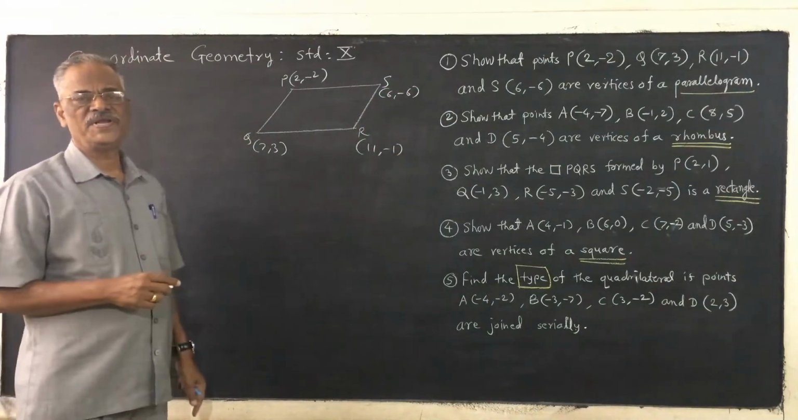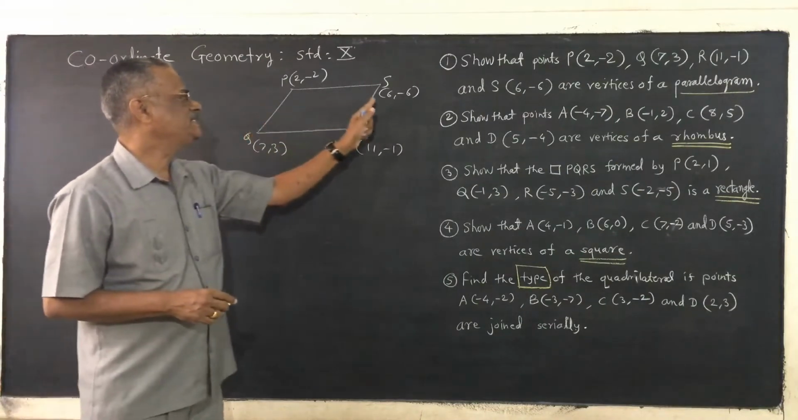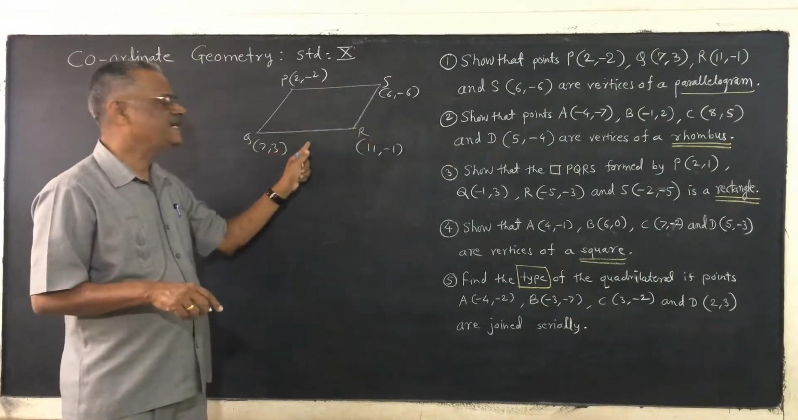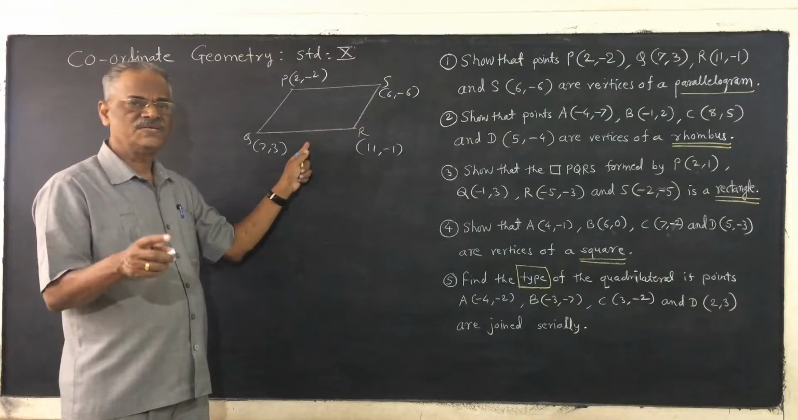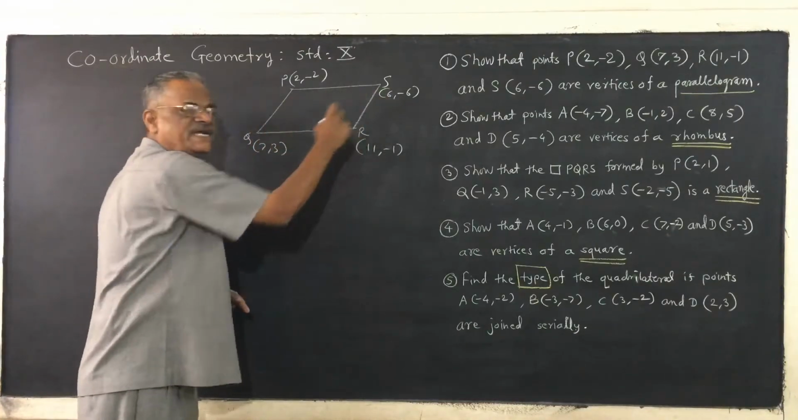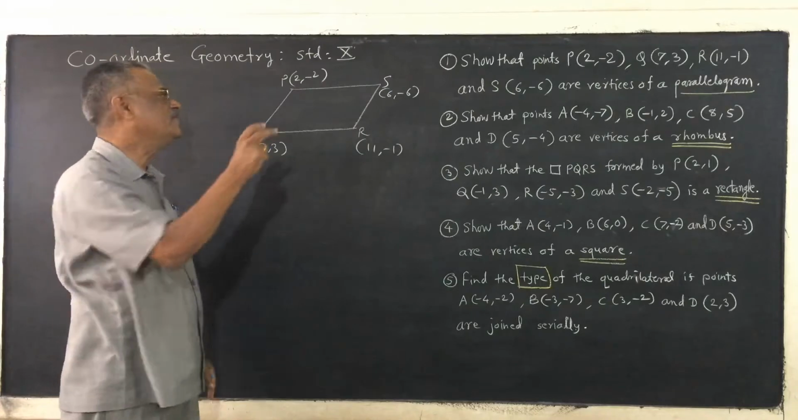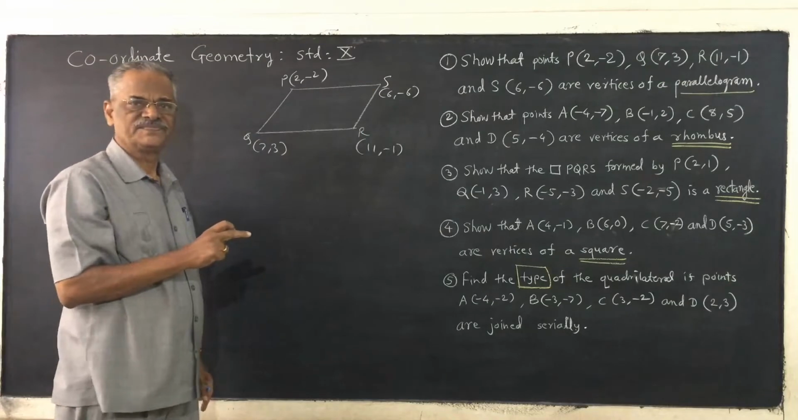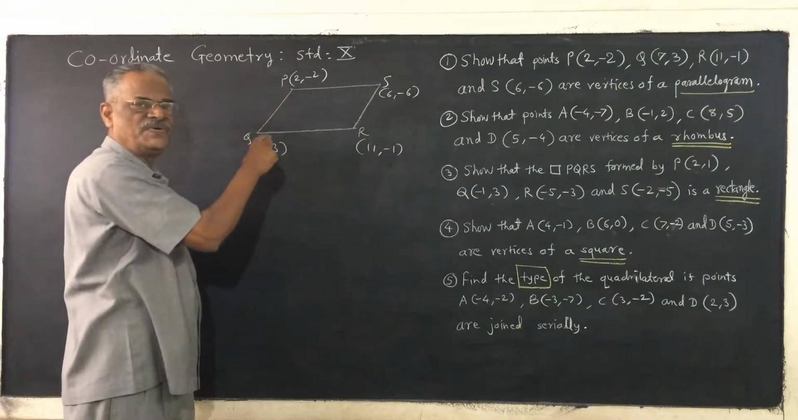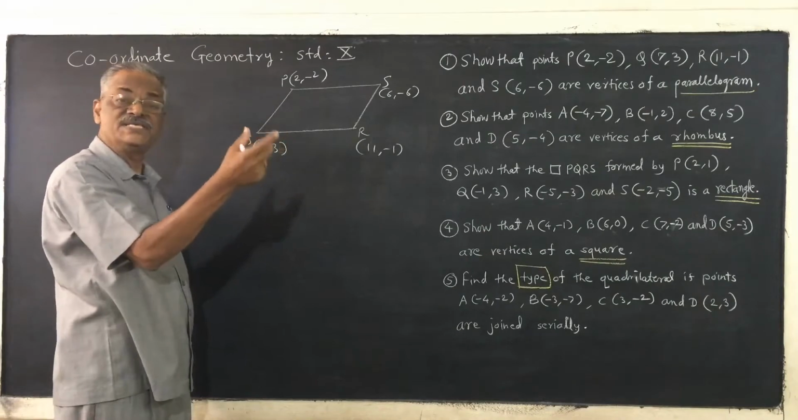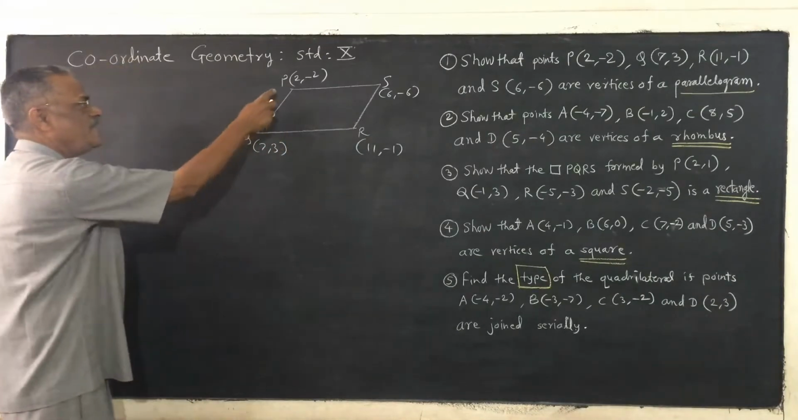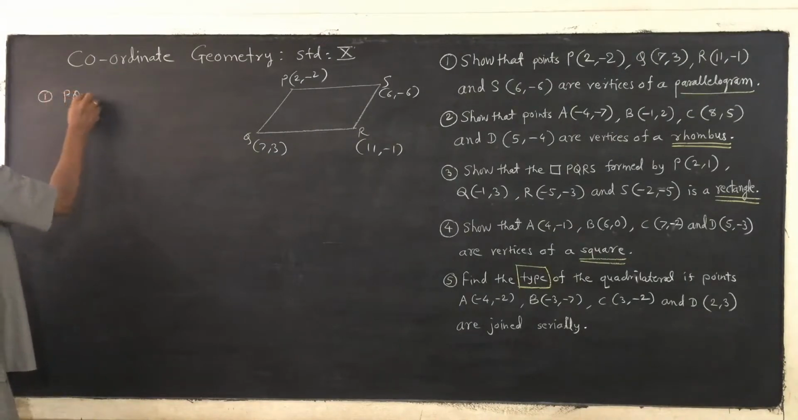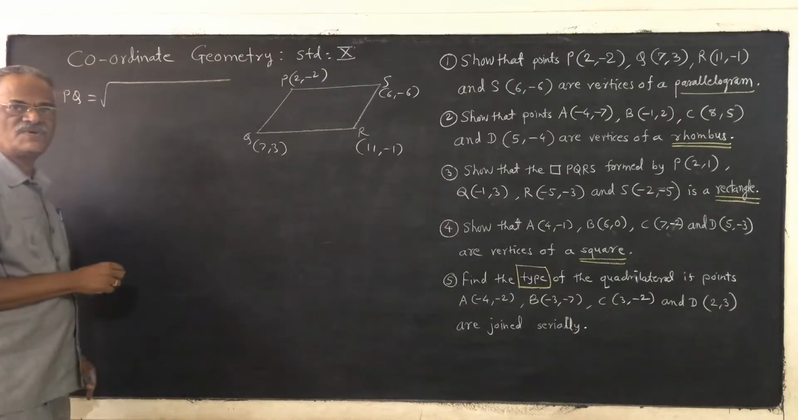And remember the property of a parallelogram: opposite sides are equal and parallel. So to prove that opposite sides are equal, try to find out the distance PQ, then find out the distance SR. To calculate PQ, you use the distance formula.